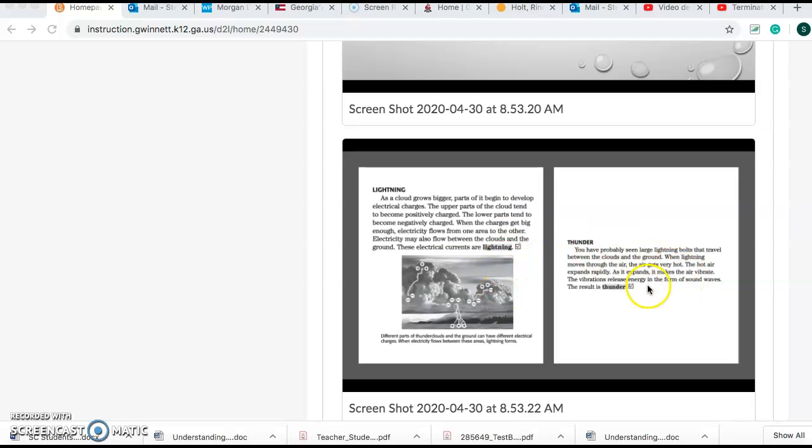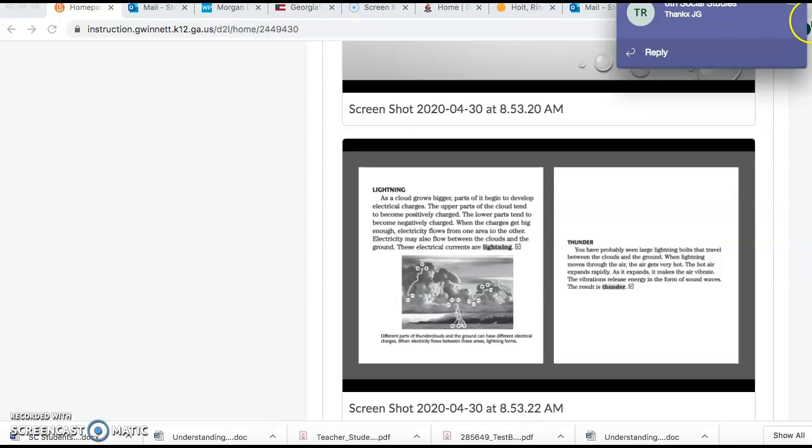Okay, well, these are 2 excerpts from our chapter book. Lightning: as a cloud grows bigger, parts of it begin to develop electrical charges. The upper parts of the cloud tend to become positively charged, and the lower parts become negatively charged. When the charges get big enough, electricity flows from one area to the other. Electricity may also flow between the clouds and the ground, and these electrical currents are lightning.